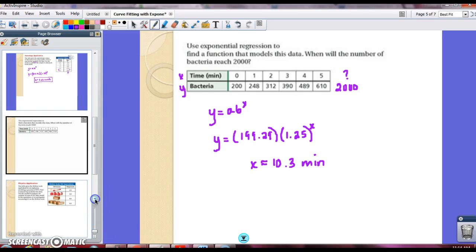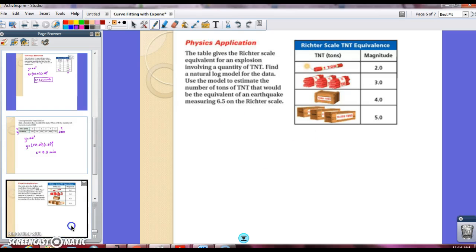Okay, so that's how you're going to approach those exponential regressions. We're also going to talk about logarithmic regressions. This one in particular is talking about the Richter scale and TNT equivalence, okay?